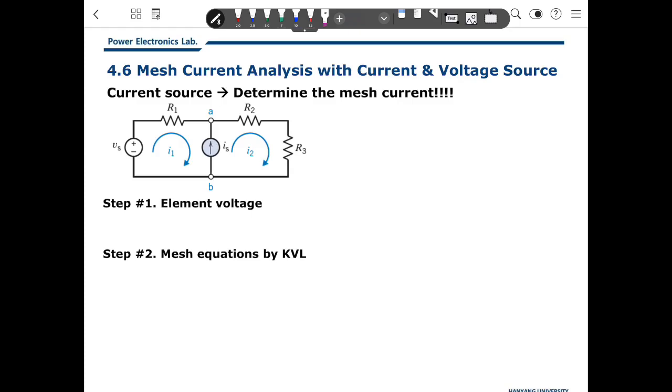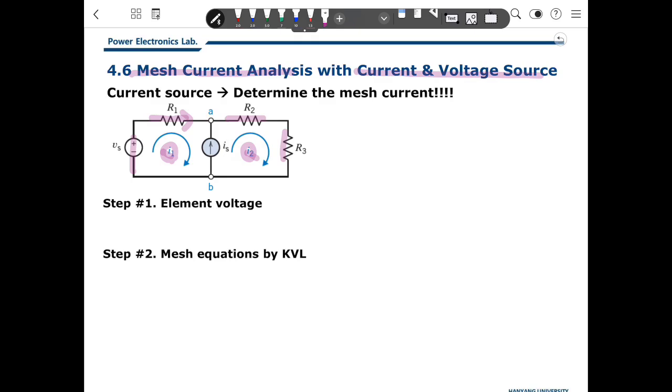Today we will talk about mesh current analysis in the case where there are current and voltage sources. From the viewpoint of the mesh equations, we need to know the mesh currents. At first we'll define the mesh currents, then based on those values, we will recalculate every current and voltage. So to approach circuit analysis based on mesh current, we should know the mesh current in every circuit.